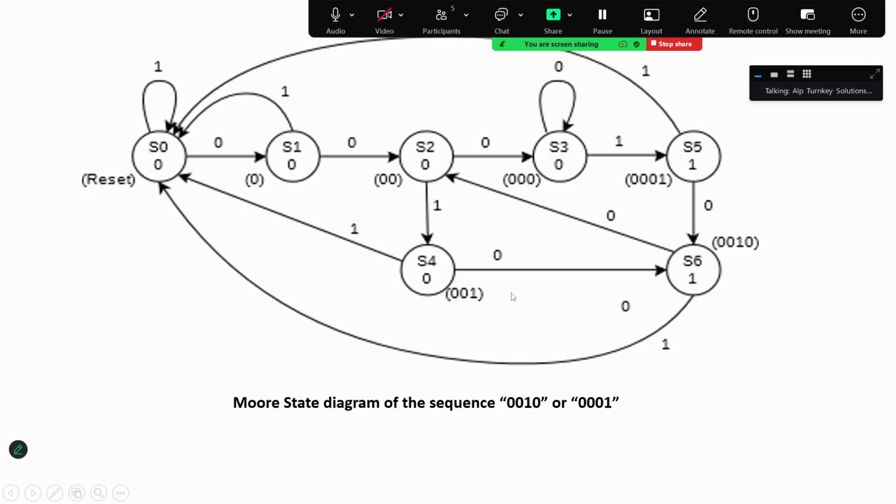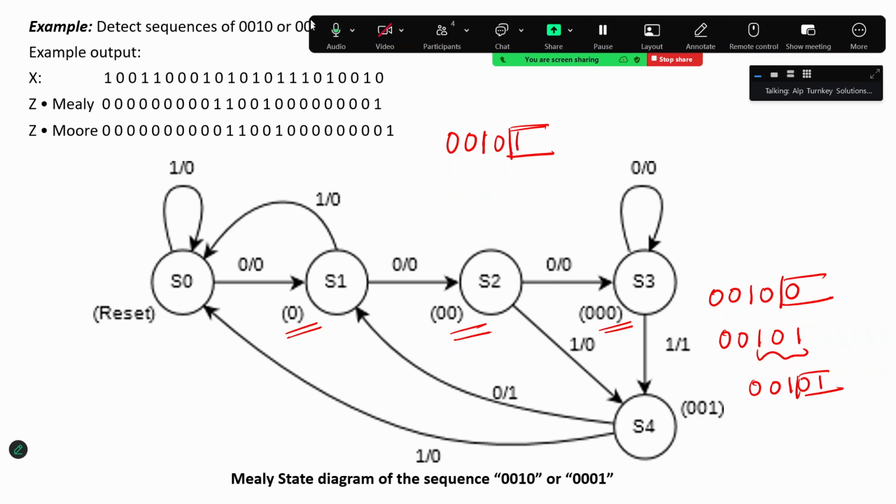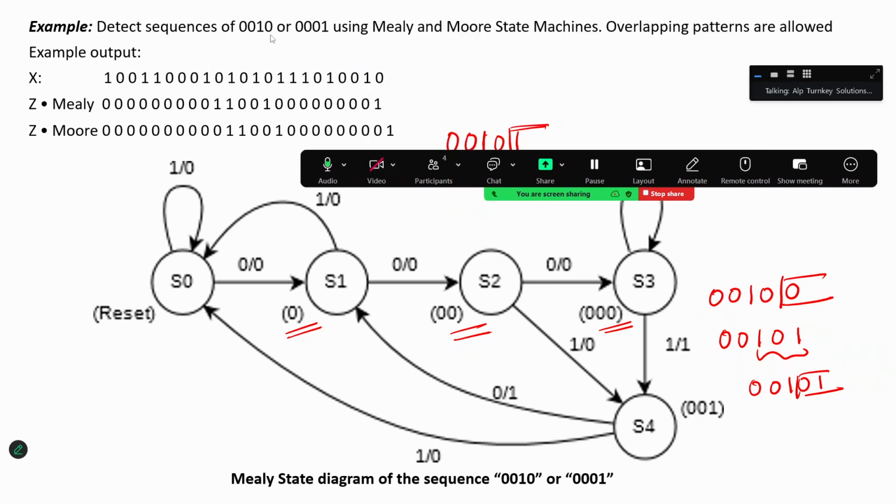Okay. This is the Mealy machine. And this is the Moore machine. The same sequence I need to check for the Moore machine. So two sequences I am checking: 0010, and I think this one I didn't discuss with you, 0001. You are at S0. This is also an overlapping sequence. So here I need to detect the sequence 0010 using Mealy and Moore state machines. Overlapping patterns are allowed.